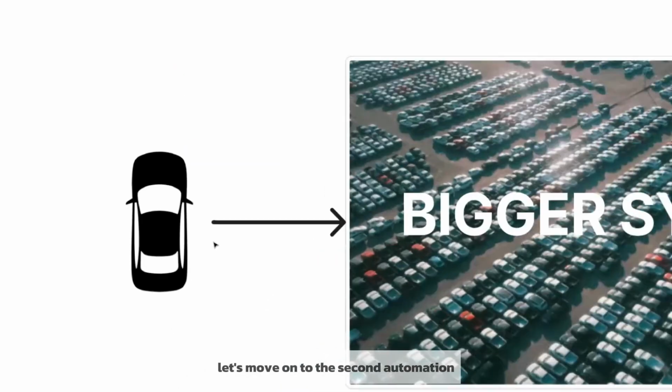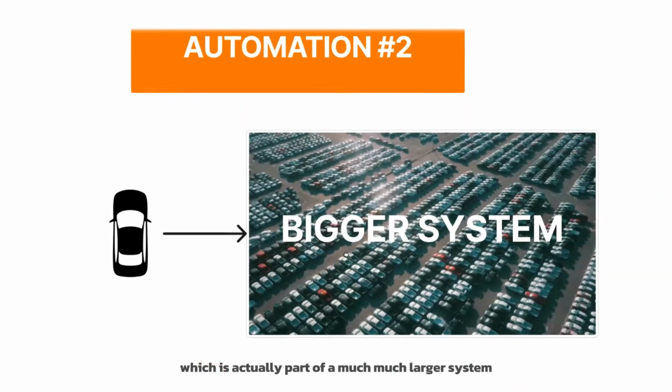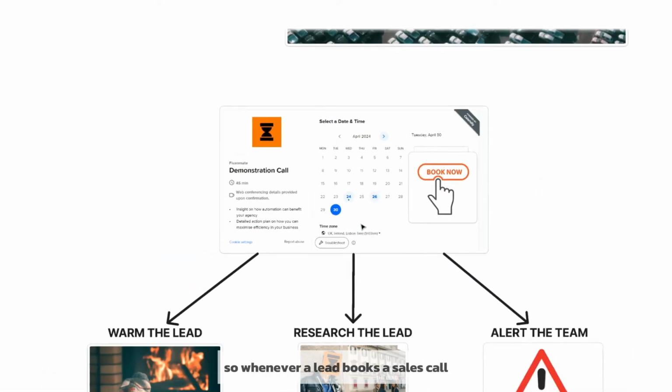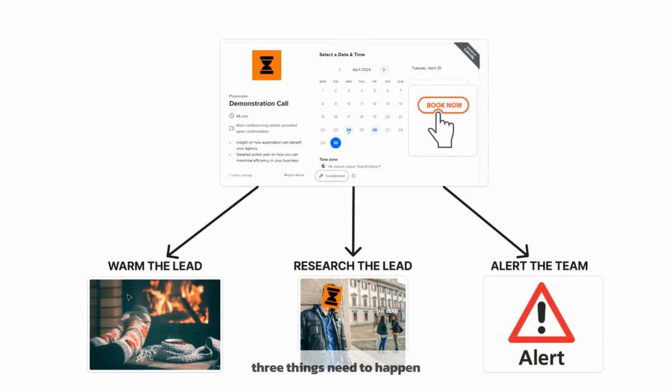Let's move on to the second automation, which is actually part of a much larger system. But this is basically a meeting automation. So whenever a lead books a sales call, three things need to happen. We want to warm the lead, we want to research the lead, and we want to alert the team that they actually have a call coming up.